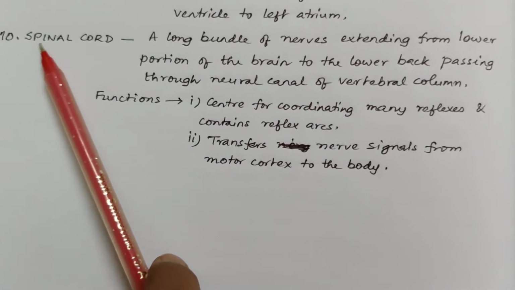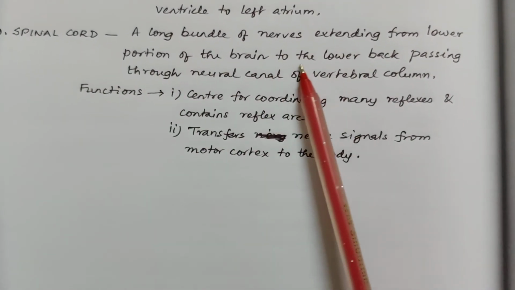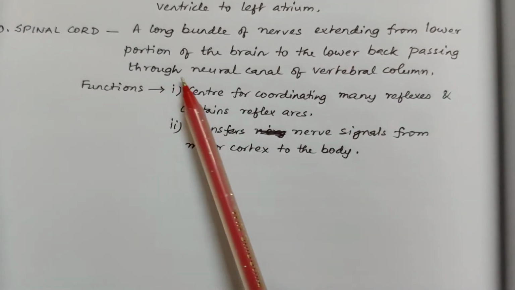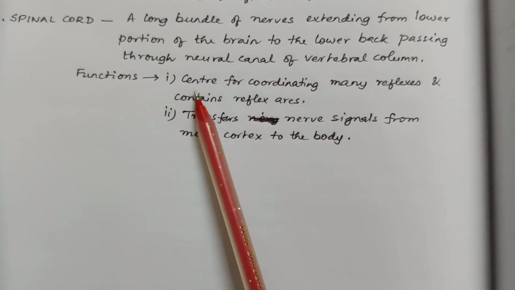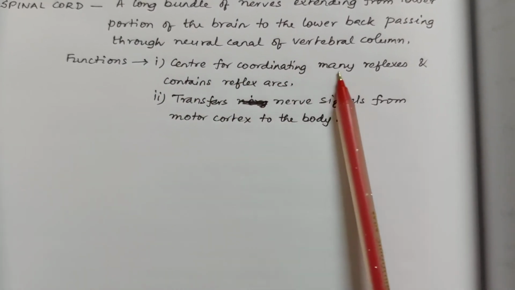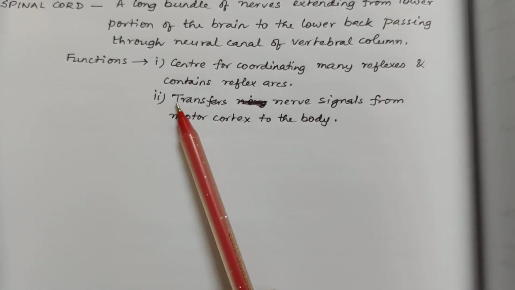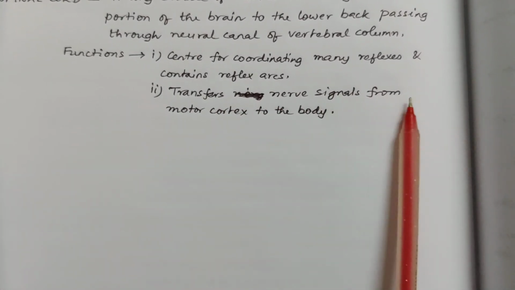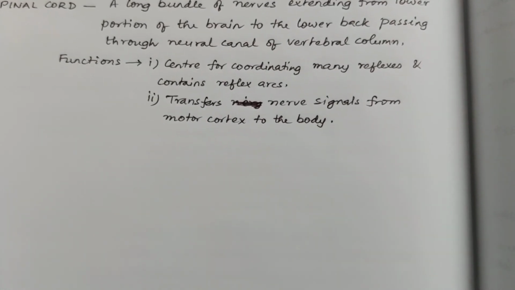Similarly, spinal cord, a long bundle of nerves extending from the lower portion of the brain to the lower part, passing through neural canal of vertebral column. Its functions are, it is the center for coordinating many reflexes and contains reflex arcs. Next is it transfers nerve signals from motor cortex to the body. So that much till now.